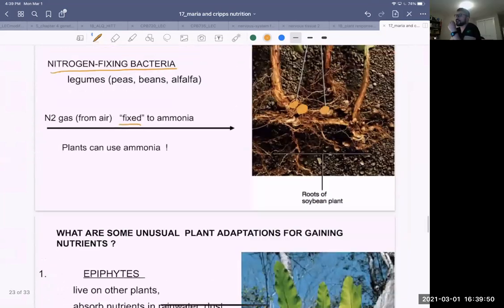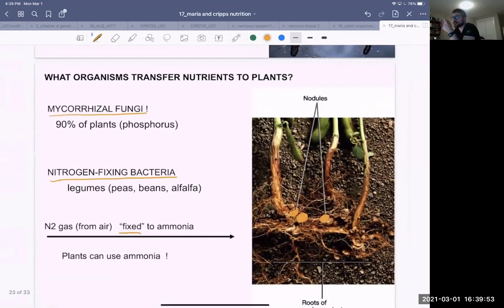Sorry, that 90% of plants, yes, the first one says 90% of plants. Does that mean that 90% of the phosphorus found in plants is provided by the, I'm not quite sure how to pronounce it. Yes, mycorrhizal fungi. Thank you. Yeah. So the main thing that the mycorrhizal fungi is providing to the plants is the phosphorus. The main thing that the nitrogen-fixing bacteria is providing to the plant is nitrogen. So two of the really super, super important nutrients.